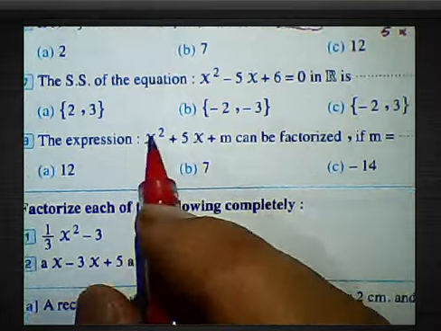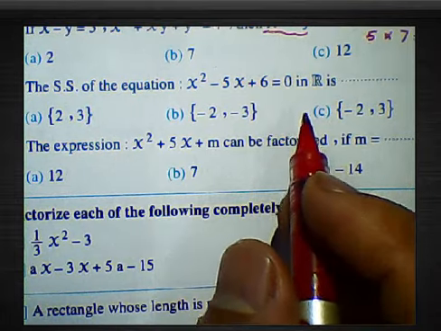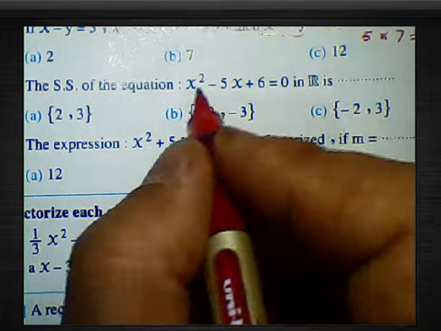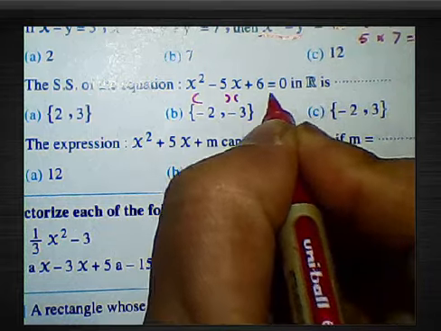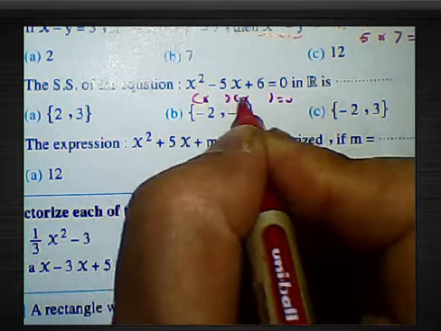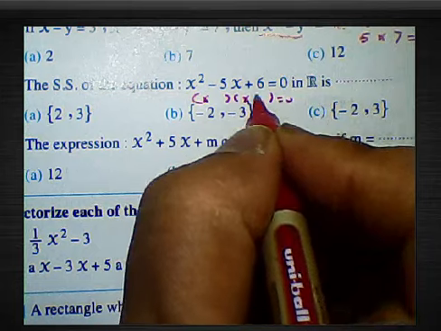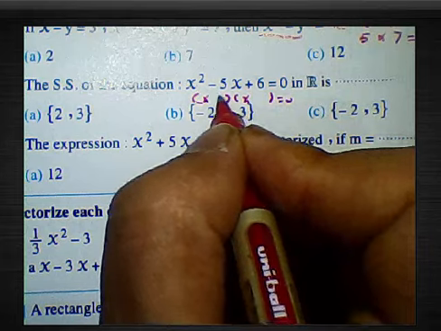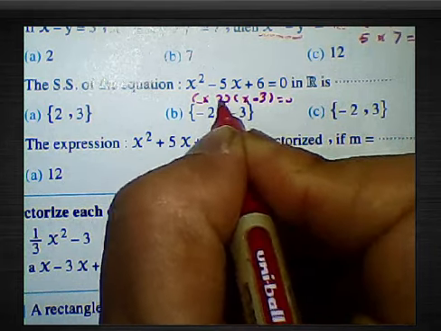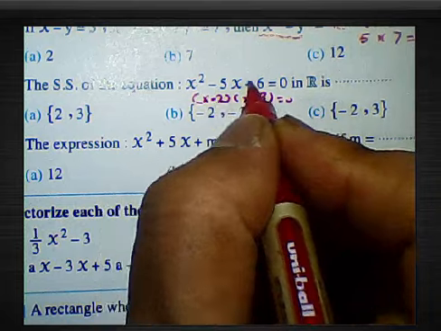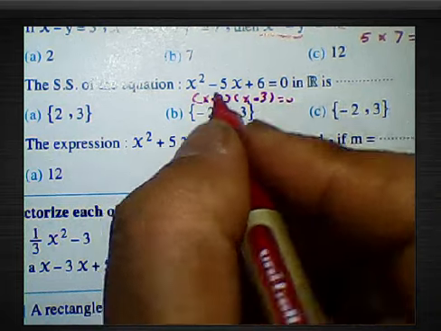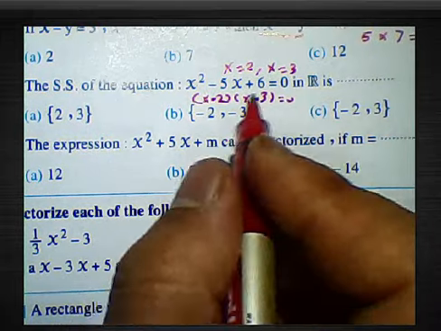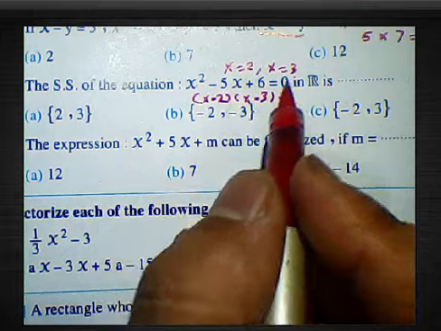Question number 7. The solution set of the equation x power 2 minus 5x plus 6 equals 0 in R equals what? He asked about the solution set of the equation. We can factorize this expression: open two brackets, x power 2 equals x times x, and we want to find two factors whose multiplication equals 6 and whose sum is 5. We can write 2 and 3 with negative signs, because negative times negative equals positive, and the middle term will be negative. Then x will be 2 or x equals 3. So the solution set will be 2 and 3.